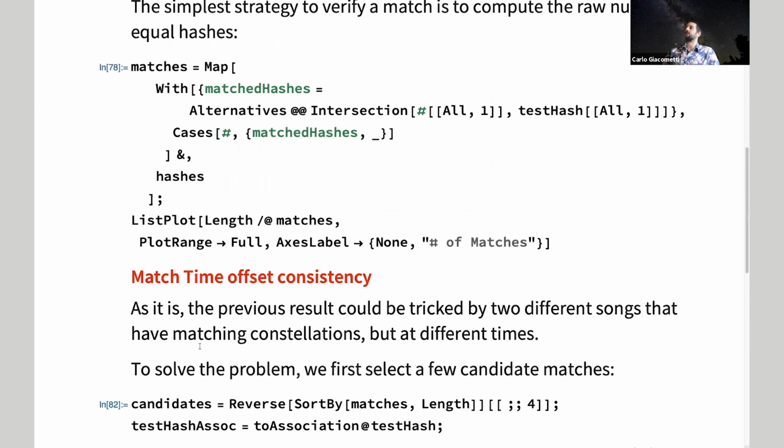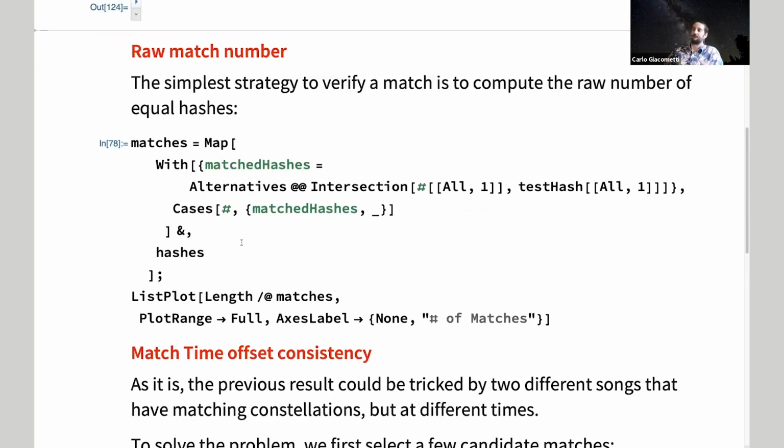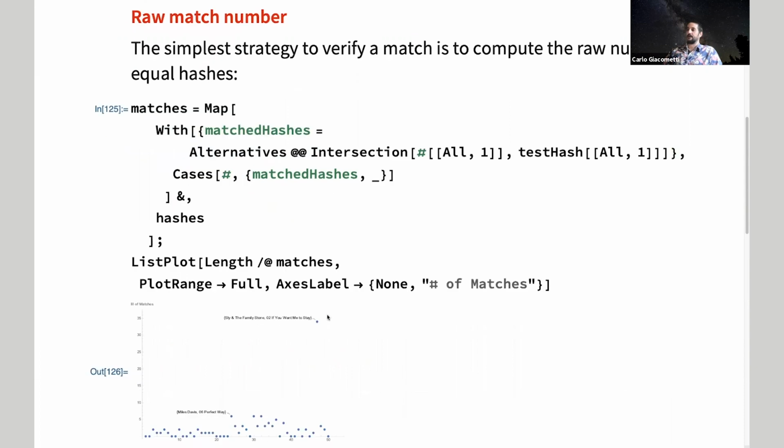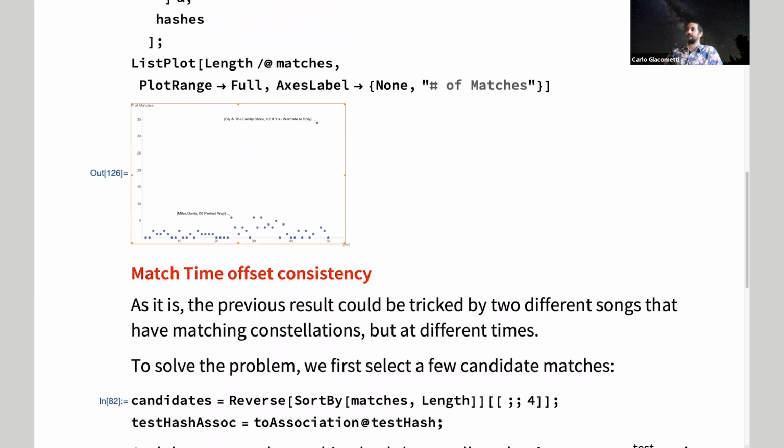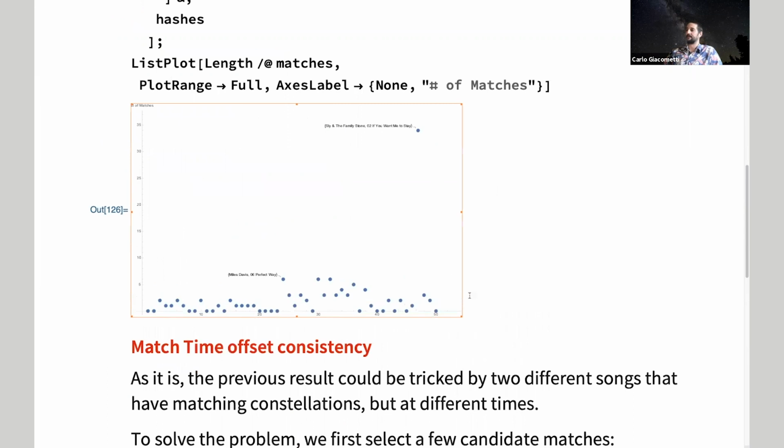So the simplest way to verify a match is to compute the raw number of equal hashes. And this is what this simple bit of code does. And again, here I am only considering the hashes. That absolute time information that I stored before is completely ignored. And then I am plotting the result. This is just the entry in the database and the absolute number of matches. And you can see that there is a clear winner here that is clearly above the average, which is the correct result.